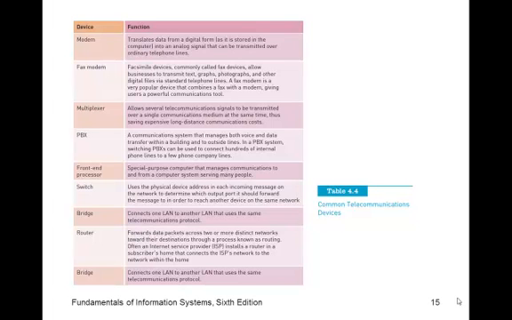So routers recognize addresses in multiple networks, and they're placed in between networks to be able to take a signal from one network and then transmit it to another network.